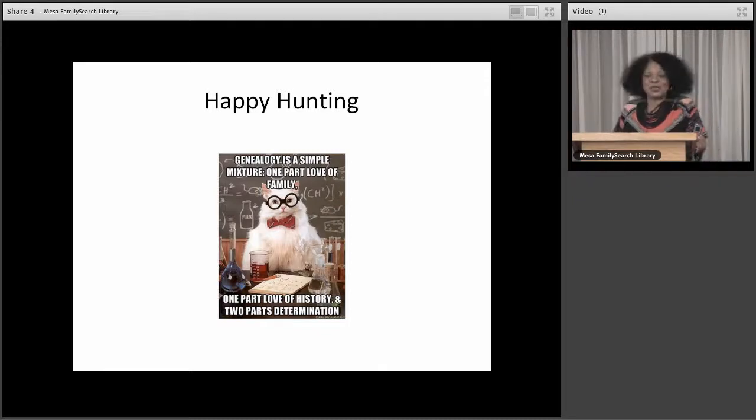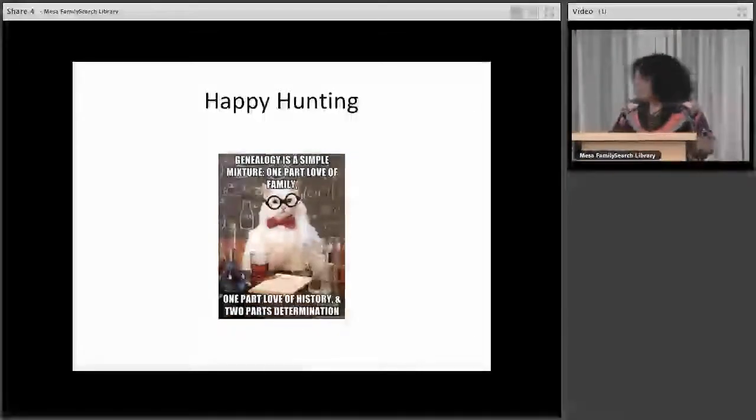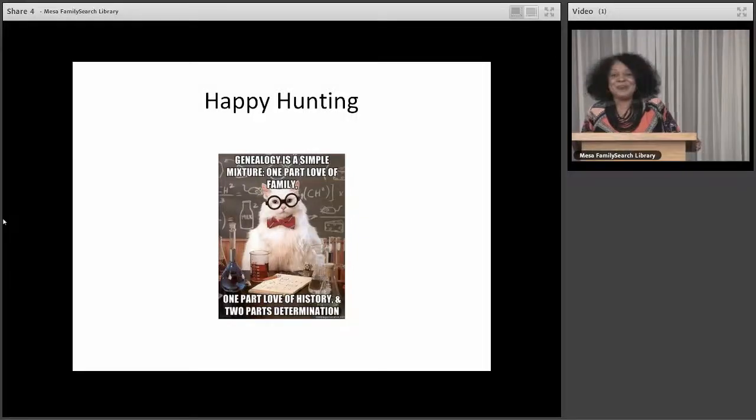Genealogy is a simple mixture. One part love of family, one part love of history, and two parts determination. And I hope you've enjoyed this.